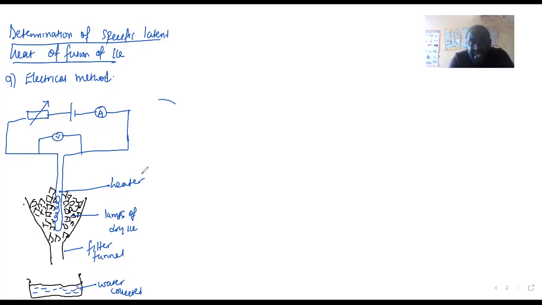Now, some people can put here a switch. When they put the switch, they forget to mention that the switch is closed. So if you know you'll forget to mention the switch, please don't put it there. Straight away show that the experiment is already working. Otherwise, you lose the marks.